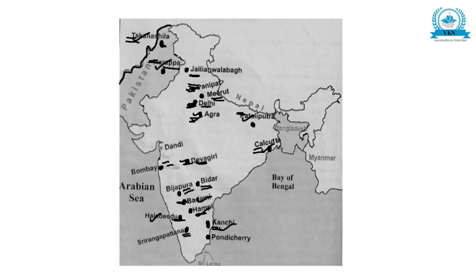And the last place, that is Dandi. Dandi, it is on the western coast of Gujarat. And Mahatma Gandhi organized the Salt Satyagraha movement. From Sabarmati Ashram, he reached Dandi, and here he organized the Salt Satyagraha.